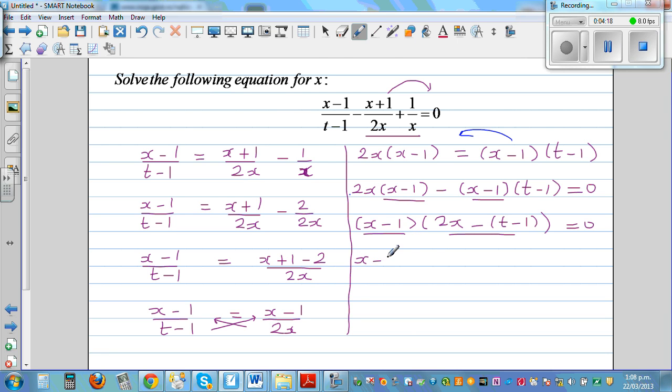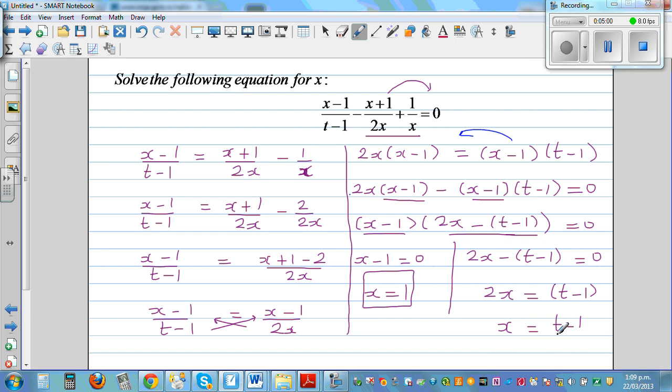So I can say x minus 1 is equal to 0. So one answer is x can be 1. Do you understand why I didn't divide? Because if x is 1, you would be dividing by 0. So if you let this equal to 0, I can say 2x minus t minus 1 is equal to 0. So you can say 2x is equal to t minus 1, and you divide both sides by 2, so x is equal to (t minus 1) over 2. So these are the two answers, x is equal to 1 or x is equal to (t minus 1) over 2. Okay, so if you want to confirm, you can put this back and check whether it's equal to 0.